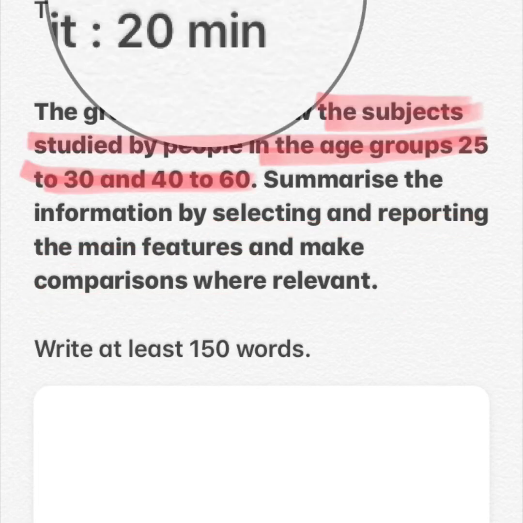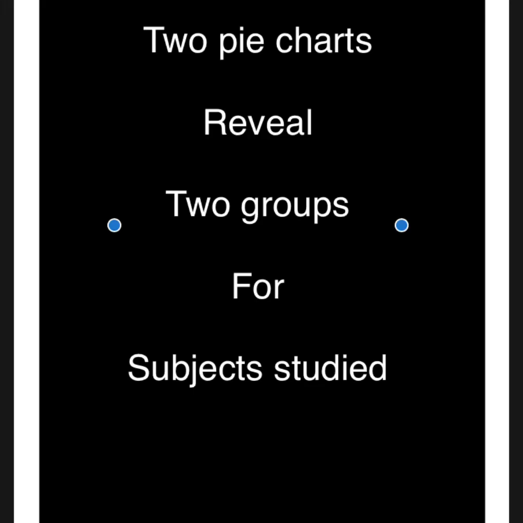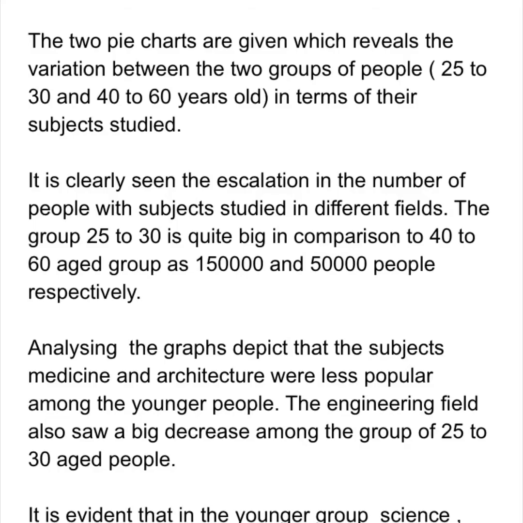What we come to know about the topic is that different subjects are studied by people in the age groups 25 to 30 and 40 to 60. This means two groups are given. So we come to know that two pie charts are given. What it reveals is two groups for subjects studied.